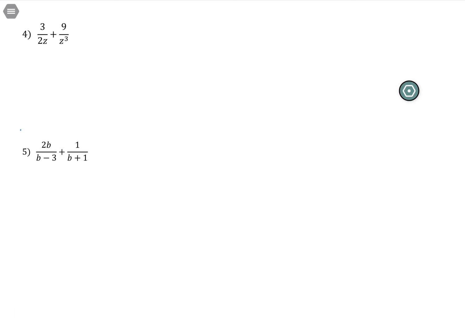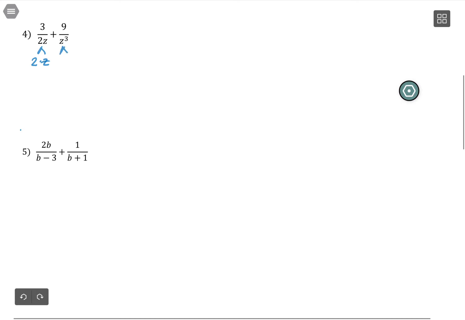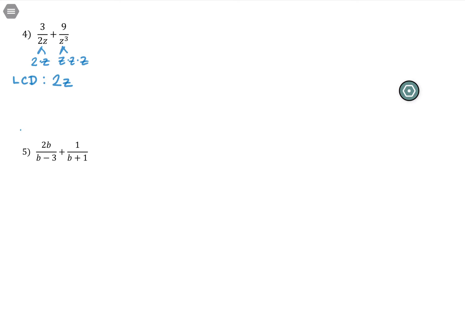We can't just count these up because the pieces aren't the same size, but we can think about what these factors are. This is a 2 times z, and this is a z times z times z. So to make my least common denominator, I'm just going to write down everything from the first fraction. It's a 2z. And then I'm only going to add what I don't already have. I already have 1 z for the second denominator, but I'm going to need 2 more. So I do need a grand total of 3 in the denominator.